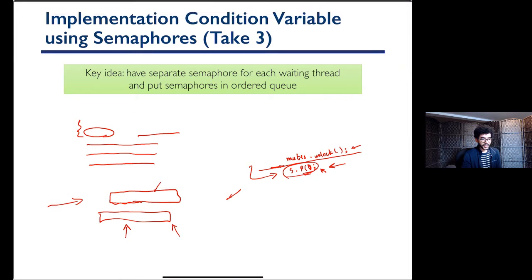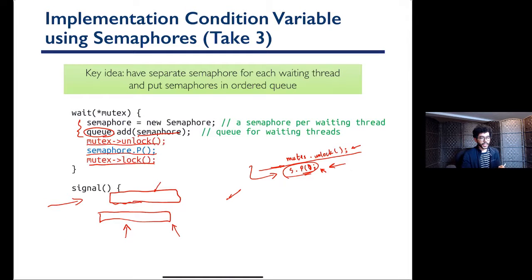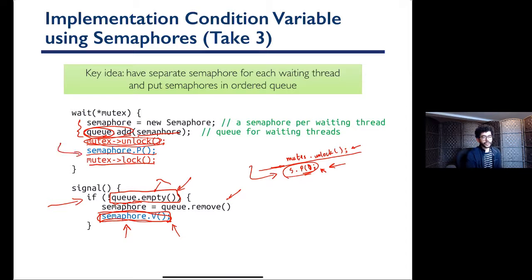Now this has been fixed in this implementation because I first add myself to this queue, and then I unlock the mutex. Now the signaler will definitely see me here and will send a V to my semaphore. And this is good because when I wake up, I can just receive that V when I call my P.